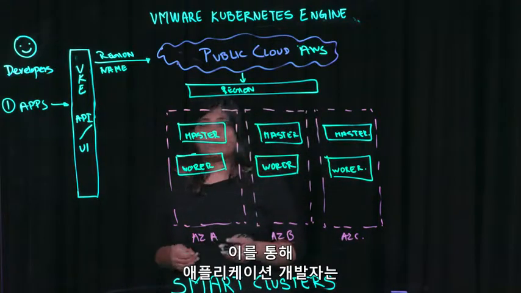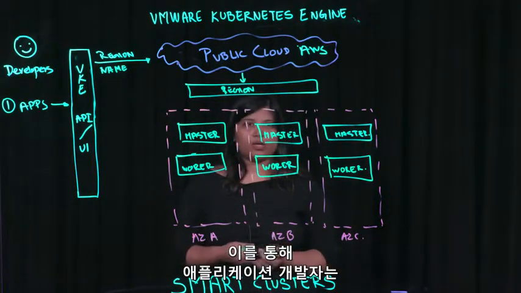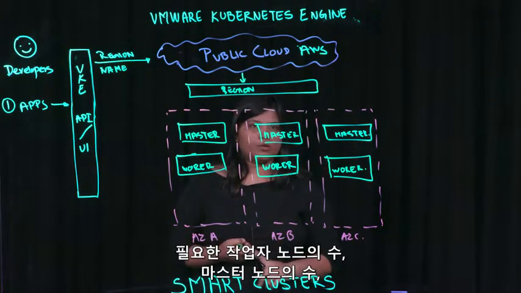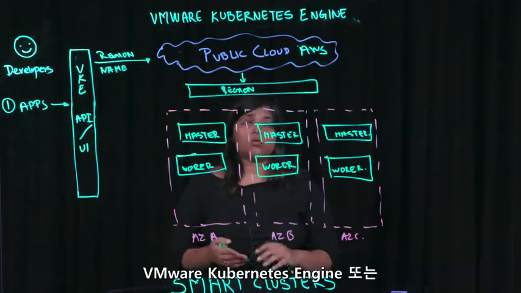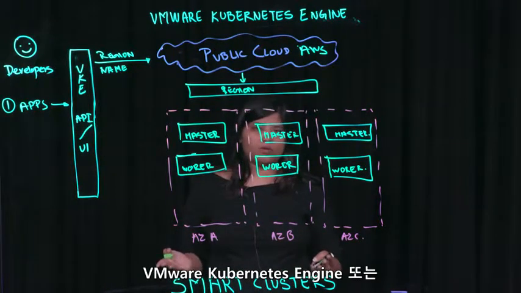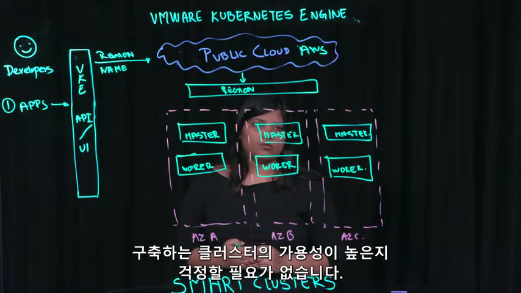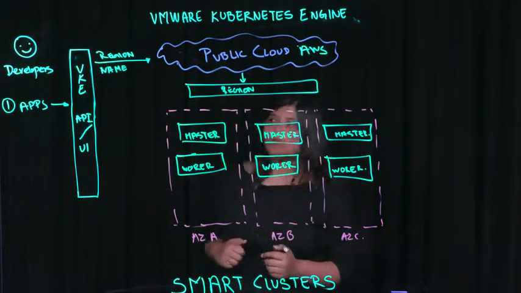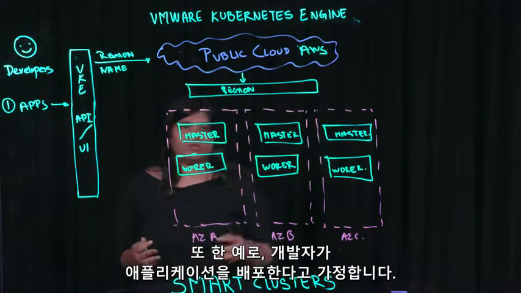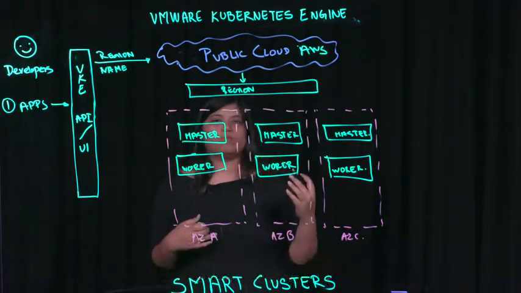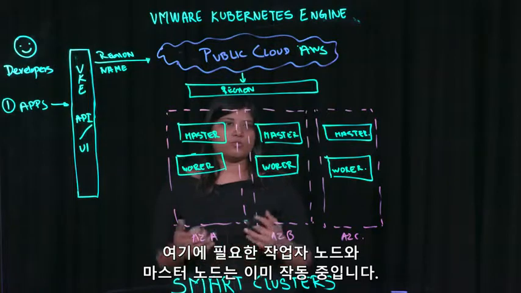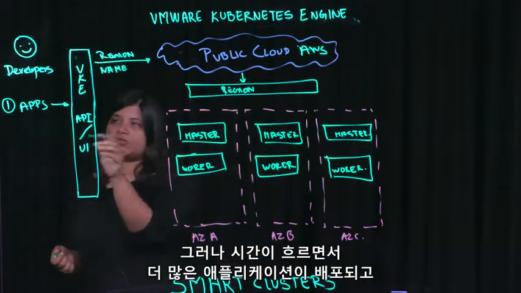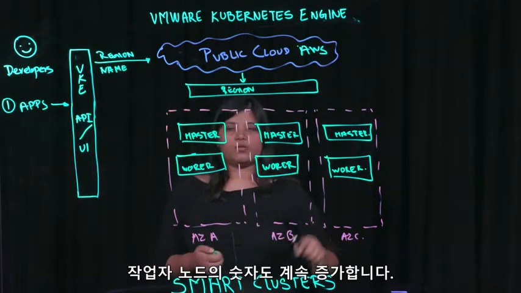That way, application developers need not worry about the size of the cluster, what operating system I need, how many worker nodes I need, how many master nodes I need, or whether I have high availability within VMware Kubernetes Engine or the cluster that I'm deploying. All of that is taken care of. Now, let's say the developers start deploying applications. We have the worker nodes and master nodes working for them. Then, as more and more applications get deployed, we keep increasing the worker nodes.